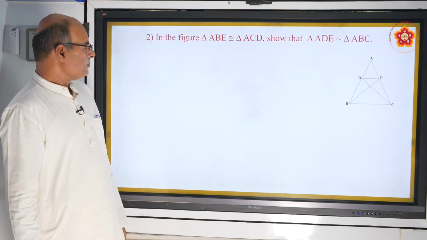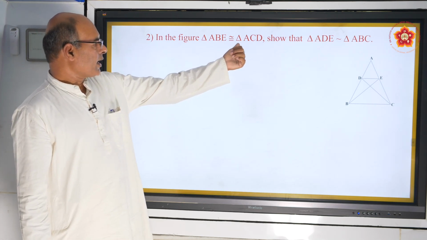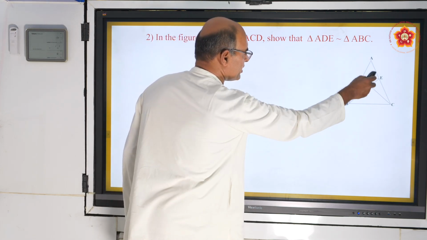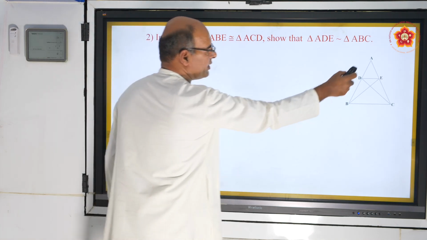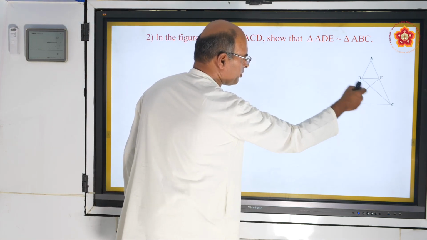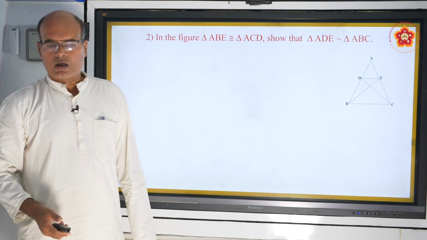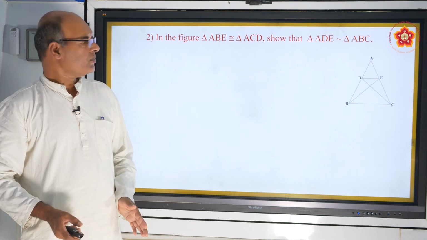Go to the next question. In the figure, triangle ABE and triangle ACD. Look at where ABE is. A is here, B is here, E is here. This is an obtuse angle triangle, triangle ABE, and triangle ACD is also an obtuse angle triangle. It is given that those two triangles are congruent. Their corresponding sides are equal.